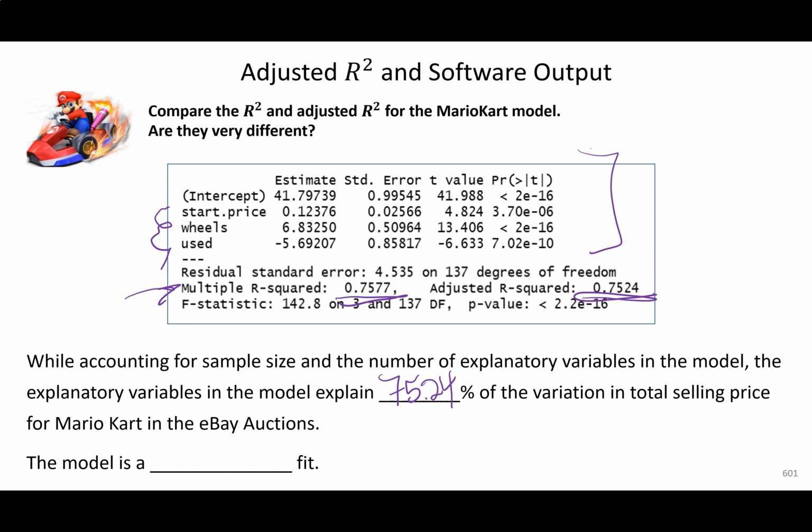So 75.24%, that's a pretty good fit. I would say that's a very good fit based on the spectrum we saw earlier. Absolutely. And one thing that's nice is the unadjusted 0.7577 and the adjusted 0.7524 are very similar. When they're very similar, this is great. When they're not very similar, we tend to go with the adjusted. That tends to be the safer bet because the adjusted goes ahead and adjusts for the number of variables you've included in your model.